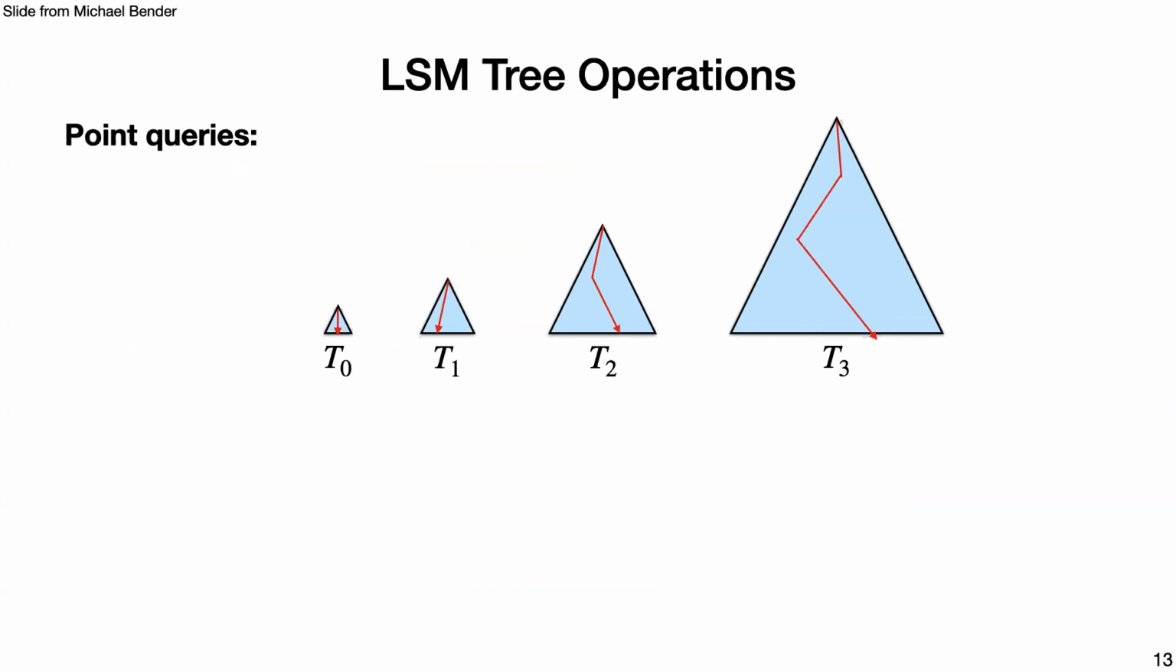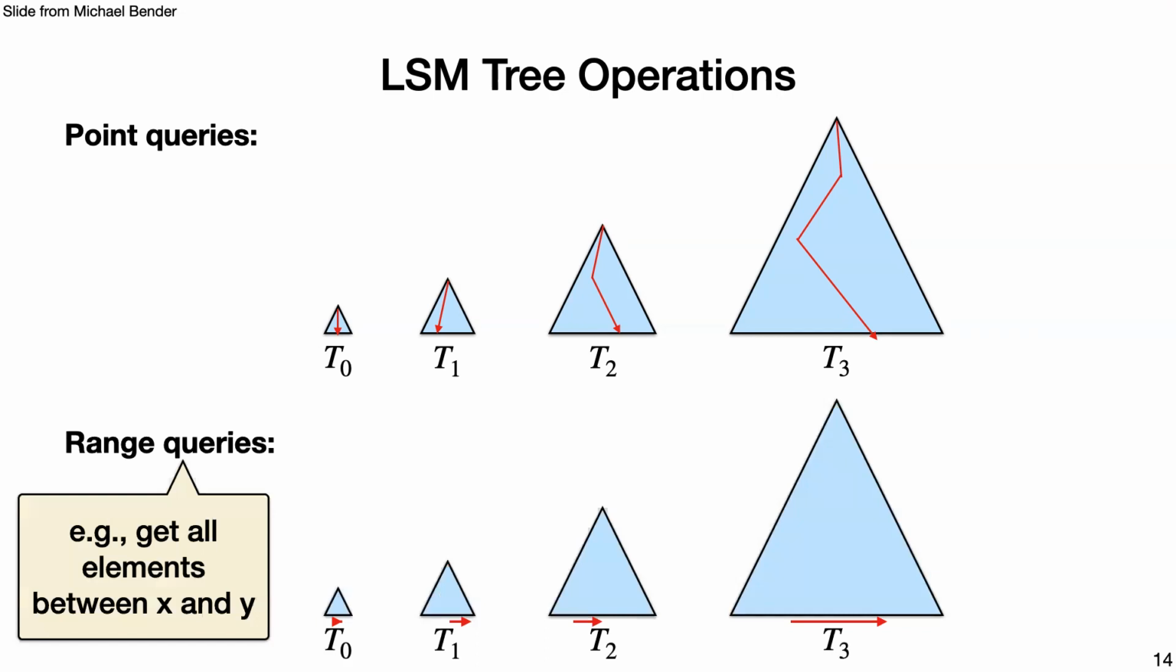Okay. So the way you do point queries is, since each of these is a B tree, you just do point queries the way that you would normally do in a B tree, by traversing the tree structure. So you would first look in T0, and if it's not there, you would look in T1, T2, T3, and so on. And that is pretty natural.